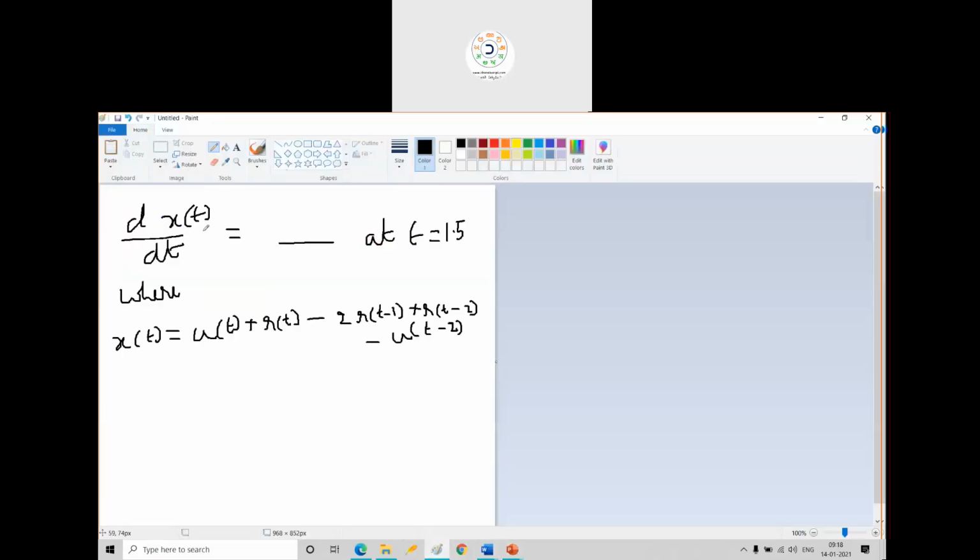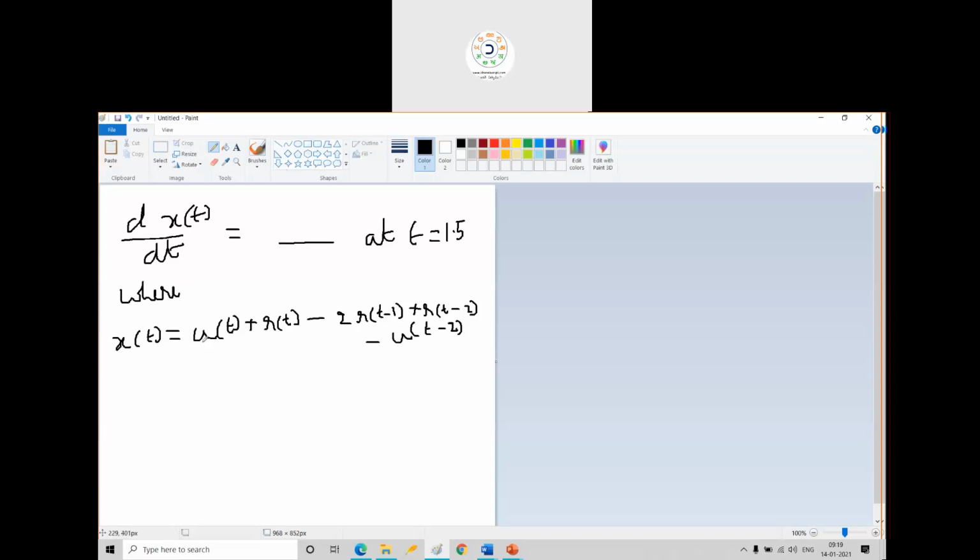dx of t by dt is equal to dash at t equal to 1.5, where x of t is given as u of t plus r of t minus 2 times r of t minus 1 plus r of t minus 2 minus u of t minus 2. So how do you solve this problem? Let us try to understand.